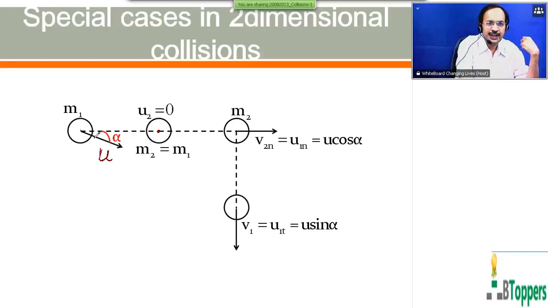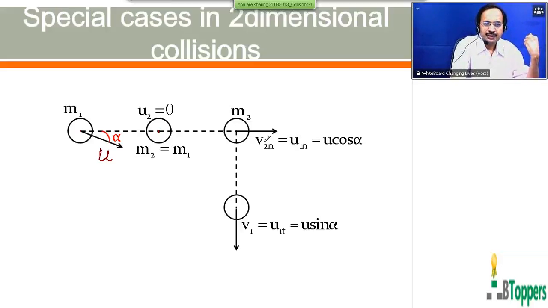So component of velocity of m1 in the tangential direction before collision is u sin alpha. So v1 equal to u1t equal to u sin alpha. The velocity of m1 in the normal direction becomes 0 after collision. And velocity of m2 in the normal direction after collision is same as the initial velocity of m1 in the normal direction before collision, which is equal to u cos alpha. That means after collision, m2 moves with velocity of magnitude u cos alpha in the direction normal to the surface of the two spheres, or along the line joining the centers of the two spheres before collision.